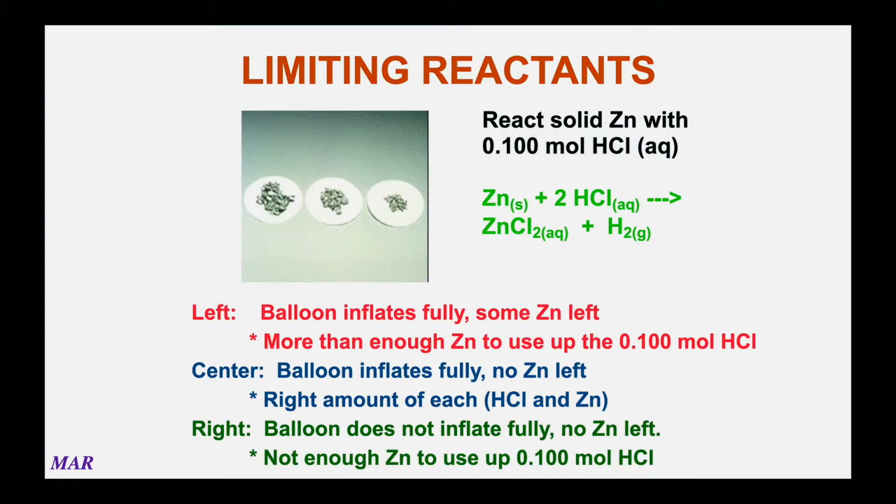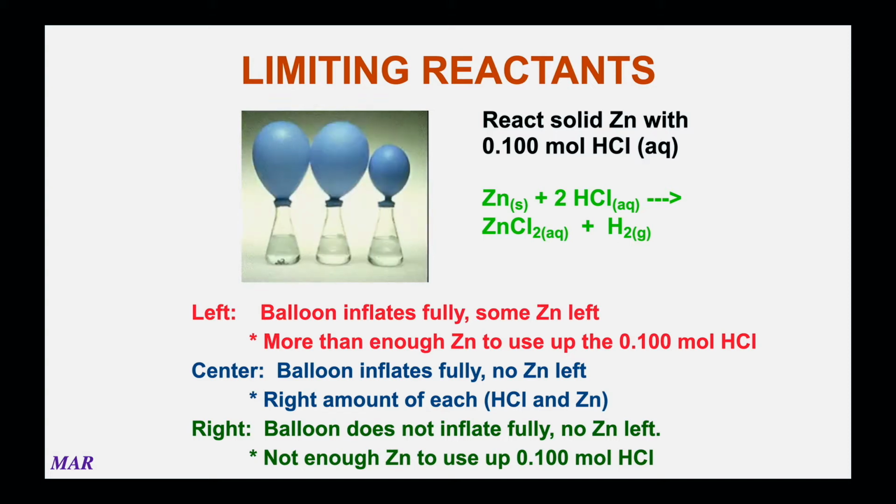For this demonstration, we put 3 different amounts of zinc into the same amount of hydrochloric acid. At the end of the reaction, there is still some zinc remaining in the flask on the left. The reaction on the right did not generate as much gas because there was an insufficient amount of zinc. In the center reaction, the balloon inflated fully and all the zinc was consumed. In this reaction, which I think is pretty clever, each of those little Erlenmeyer flasks with a balloon on them, each of them has 0.100 moles of hydrochloric acid, which is HCl, and it's HCl-AQ.